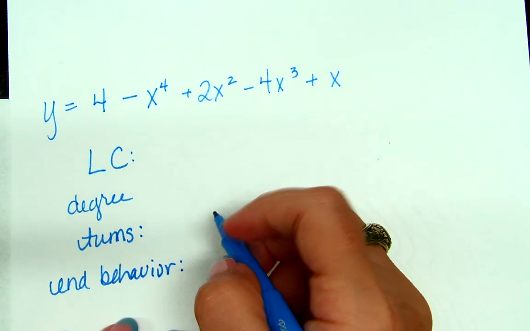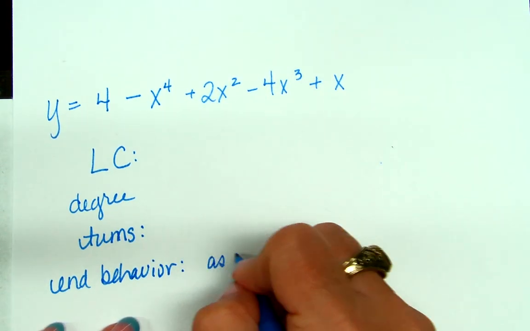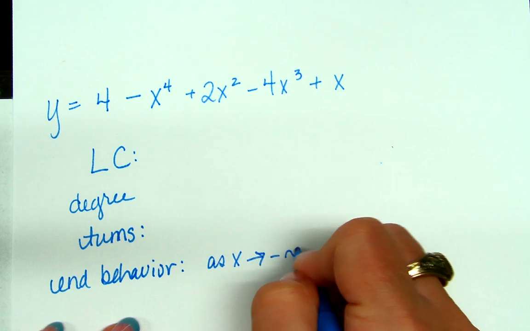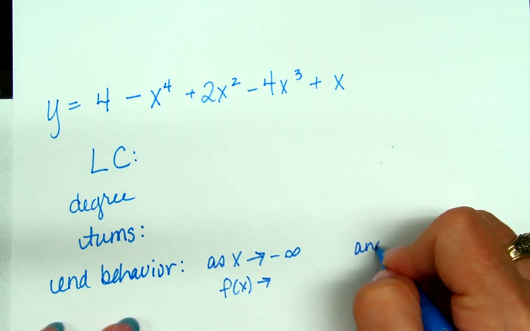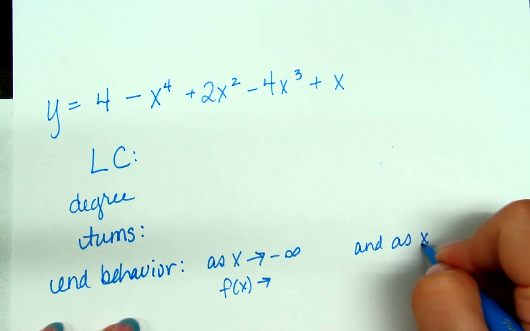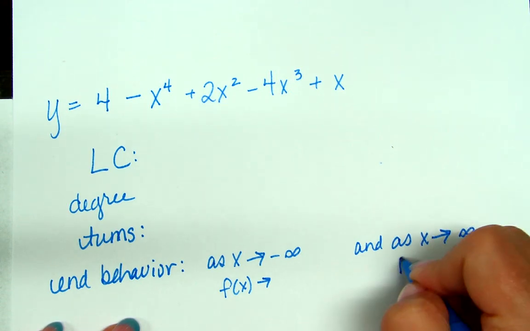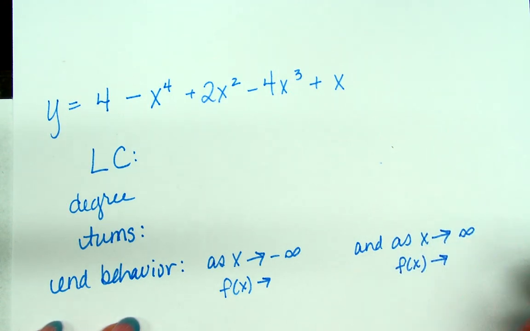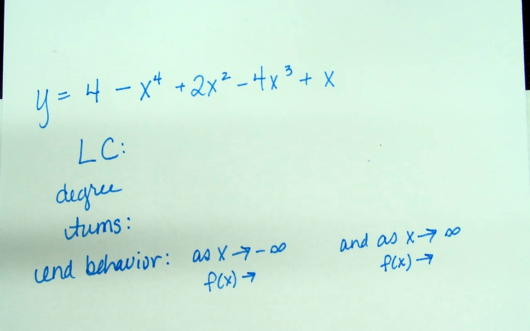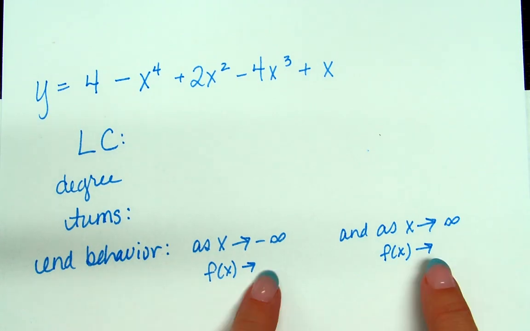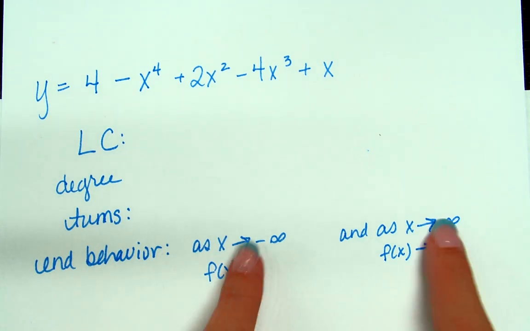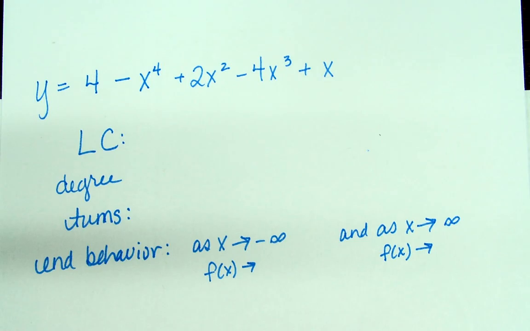Now for the end behavior, I'm going to go ahead and write as x goes to negative infinity, f of x goes to, and as x goes to positive infinity, f of x goes to. I'm going to go ahead and write all that. Yes, that's how we'll always start the end behavior. Now, again, we still have 2 things to fill in right here, but that's how we're going to start the end behavior every time. That's a great question.